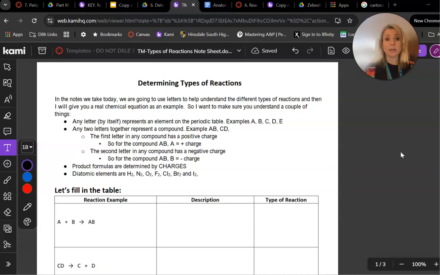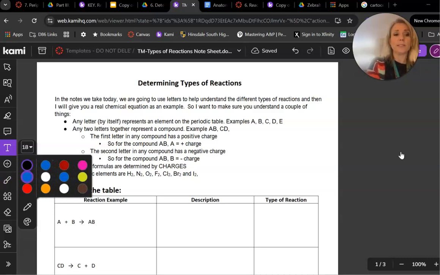You can follow along with me in your packet. We are going to learn first the general forms of each reaction type, and then I have examples to do for you, and then you will be ready to watch our demos and to try this on your own later on.